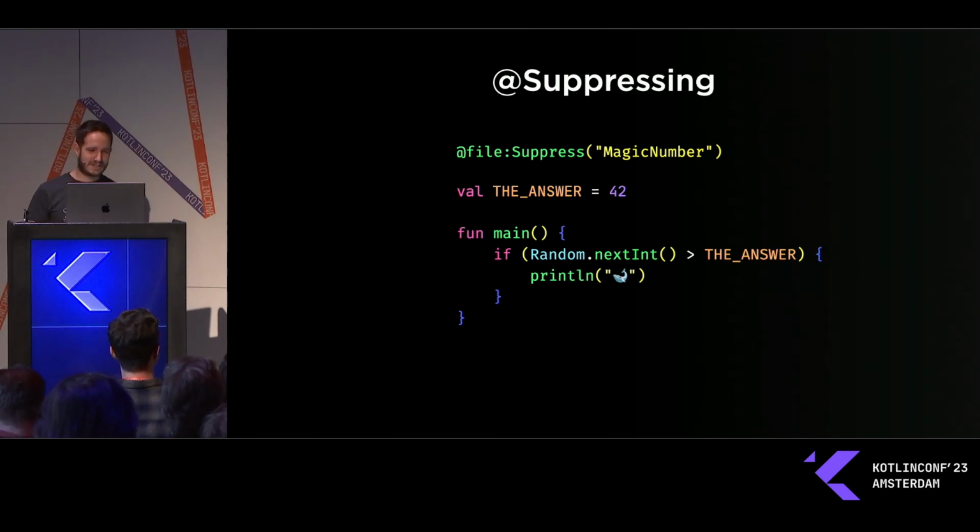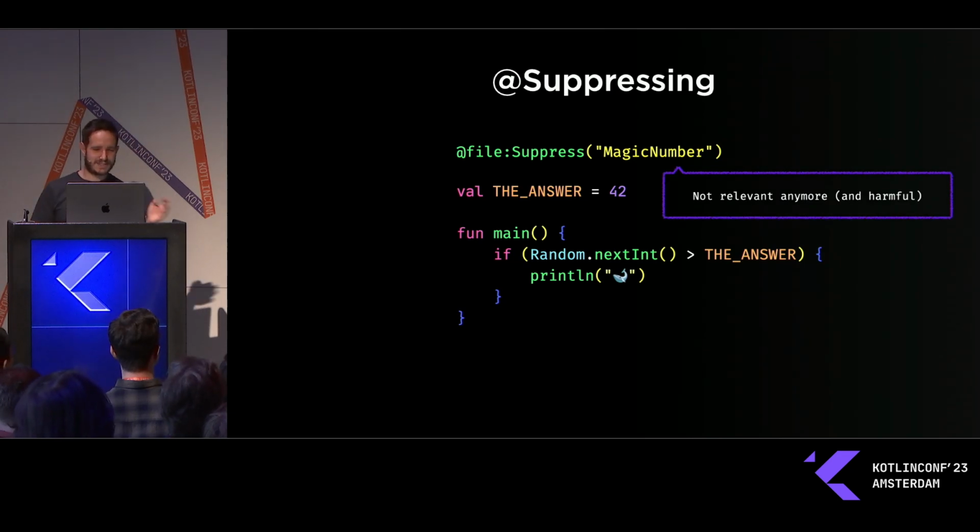Well, the problem is that you still have that file suppressed there, and this is not relevant, and it's also harmful. But I mean, we are a static analyzer, so we can technically inspect all the @suppress annotations and see if they're actually suppressing anything. So we'll be looking into adding support for finding invalid suppress within Detekt.